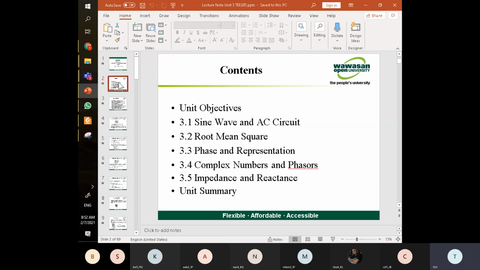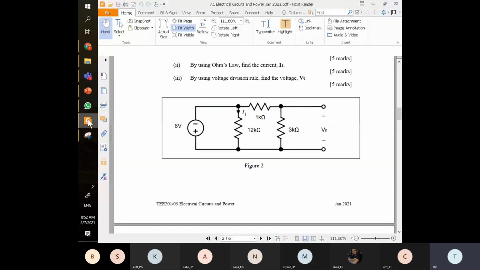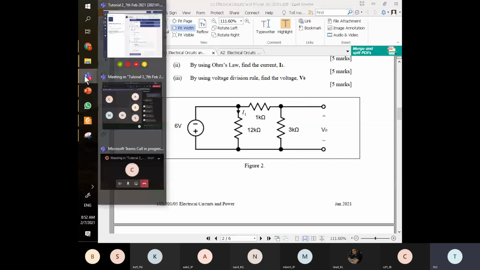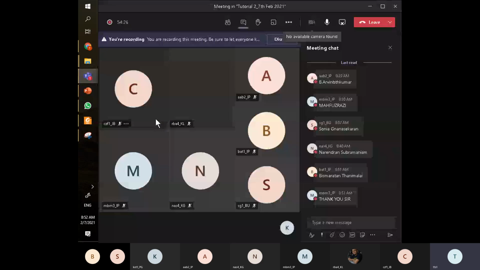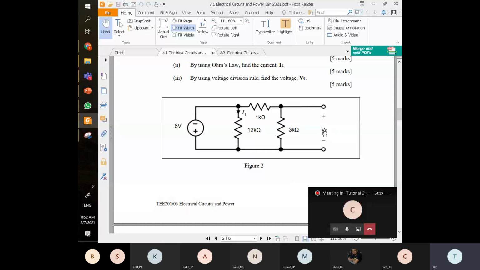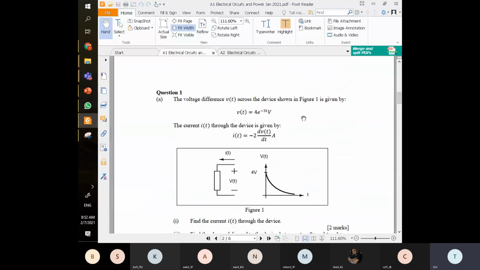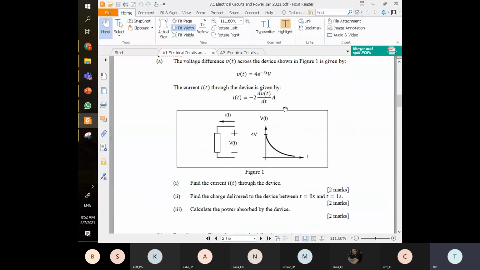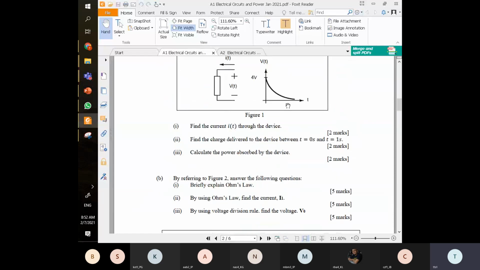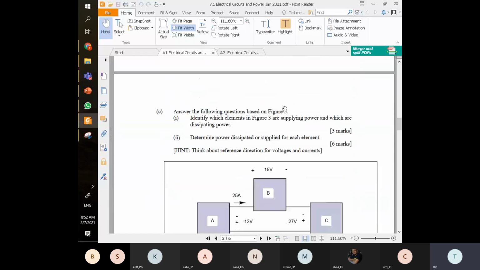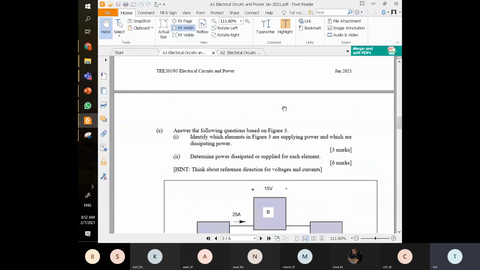And later on, with time, do you have any question for me? Otherwise, I'll go straight into Unit 3. And if we have time left, we'll go through each question individually, to help you with your assignment 1.